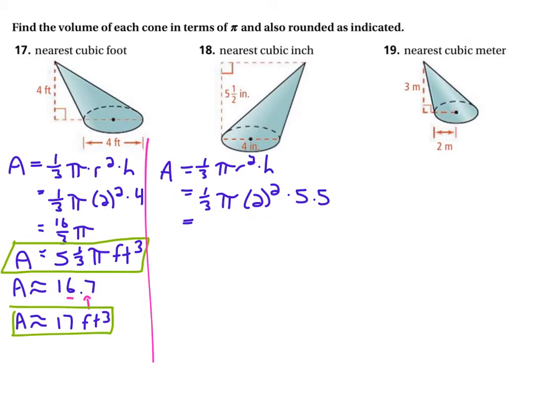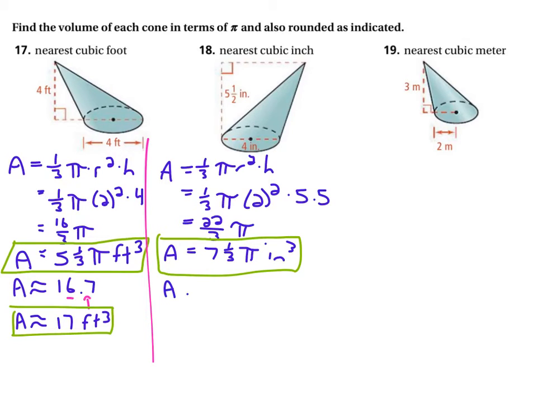And then we've got 2 times 2 is 4. 4 times 5.5 is 22. And then times the third is 22/3 pi. Or another way of writing that is 3 goes into 22 7 times, 7 1/3 pi, and the units are inches, inches cubed. Okay, that's an exact answer.